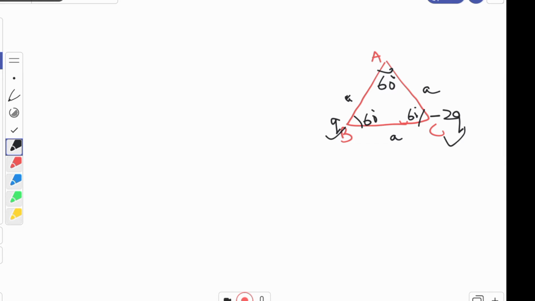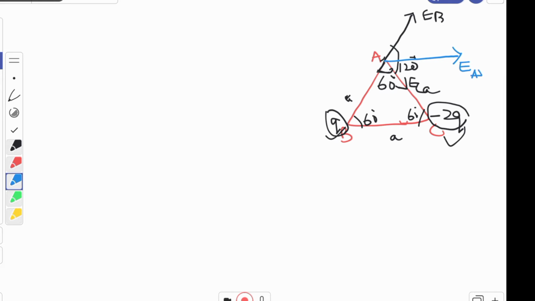Now the electric field at A due to charge Q will be like this. It is EB. Since it is positive charge, it will be away from the charge. Now the electric field due to minus 2Q charge will be like this. It will be towards the charge. So this is your EC. So here the angle will be 120 now, since it is 60 given. So net electric field will be like this. So this is your net electric field at A.